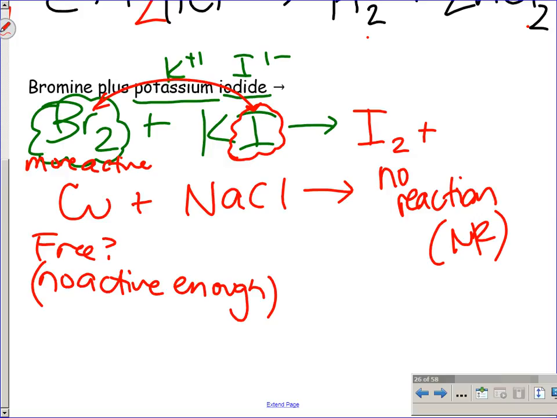And then how to write Br and K together? KBr, right? Because I don't want to write BrK because that just looks stupid. And you always write the cation first, anion second. Okay, so K1 plus, Br1 minus, crisscross, the ones are gone, and we have our final. Is it balanced? No.